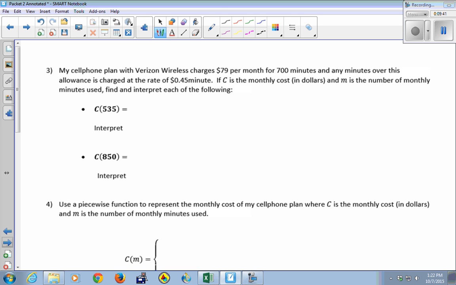$79, because you're within your limit of 700. So you just pay your flat fee of 79. So 535 minutes cost $79. Okay. What's the cost for 850 minutes?